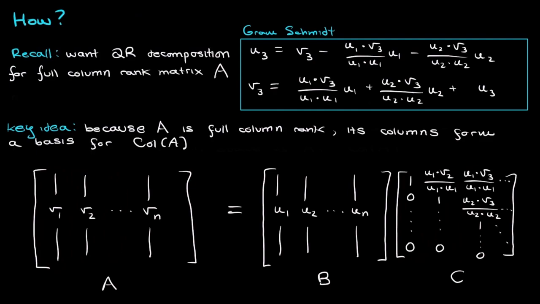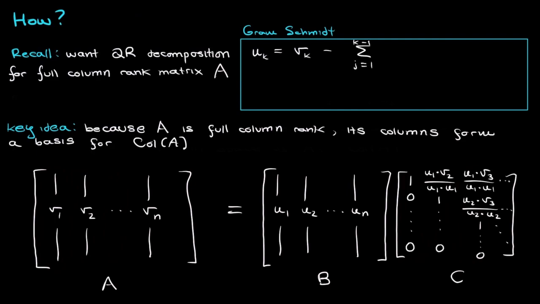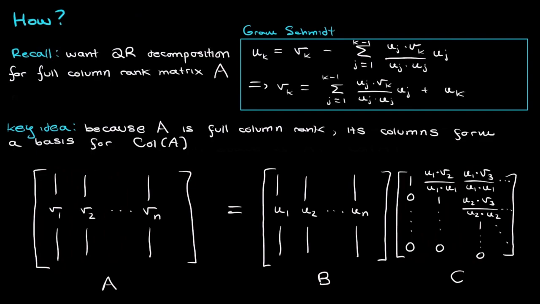Hopefully it's now clear how we can get the remaining entries for the matrix C. I can write out the Gram-Schmidt formula for the k case, and then just as before, I'm going to solve for the variable vk. Just like in the previous cases, I can read off the coefficients that ought to go in the kth column of the matrix C from the second way of writing the Gram-Schmidt formula.